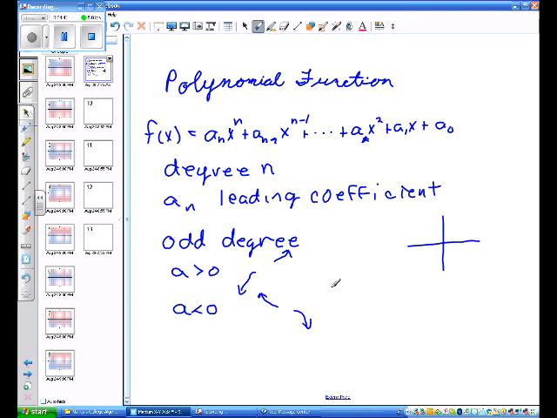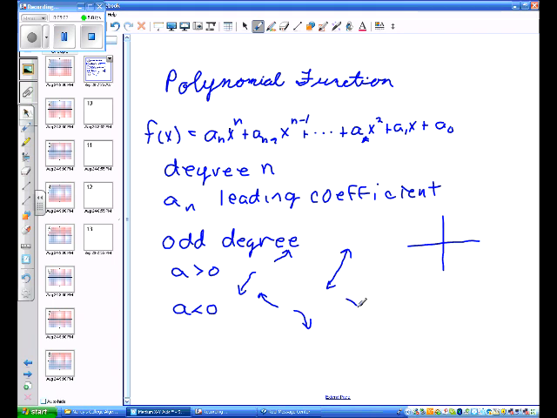Now, an easy way to remember this, when it's an odd degree, we've already studied linear equations. Linear equations are odd degrees. And in a linear equation, if your slope is positive, then your graph goes up as it goes to the right.